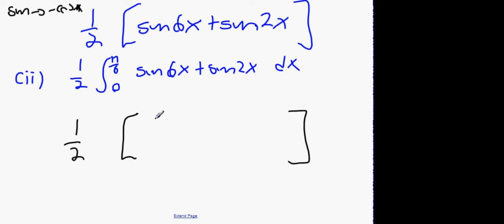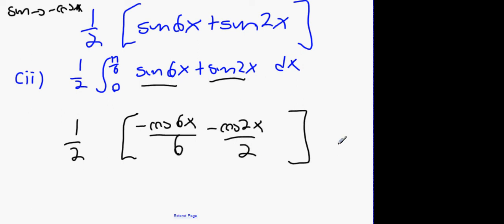So what's the answer for this one when you integrate it? Minus cos 6x, all over 6. What about the second one? Minus cos 2x over 2. And you still have your two limits here, right? Now, you're well entitled to multiply in by your half now. So we're going to multiply in by that half. And what's going to happen then?